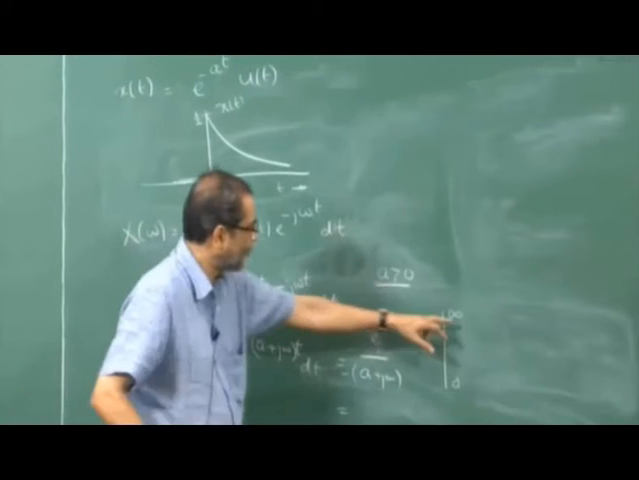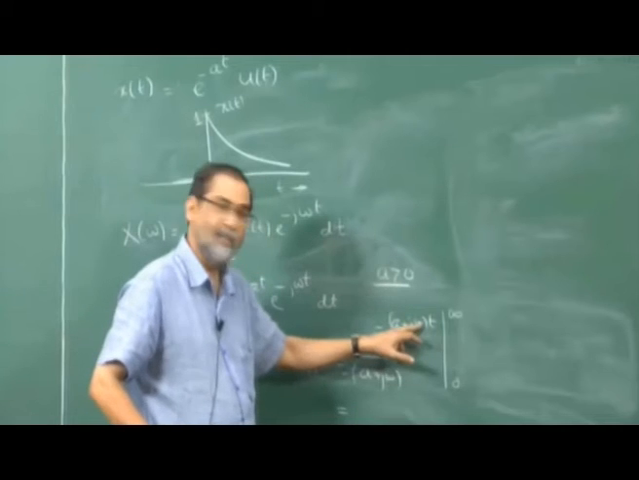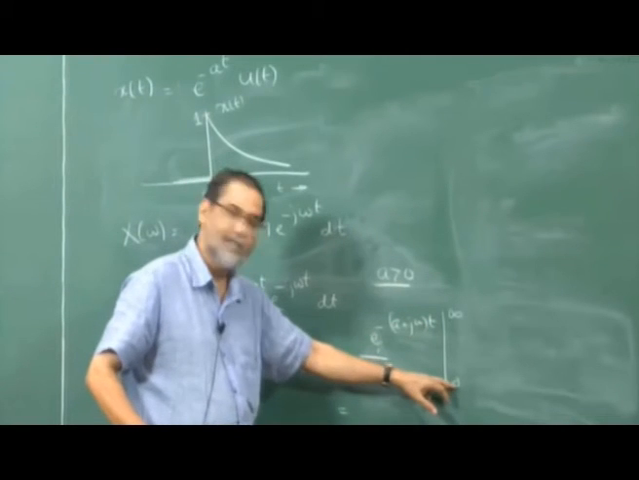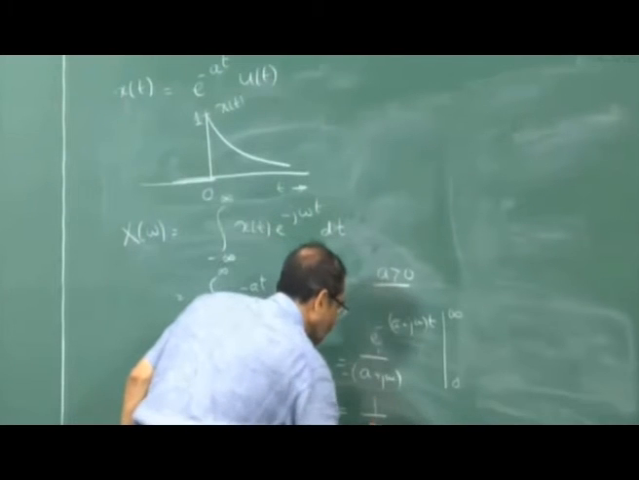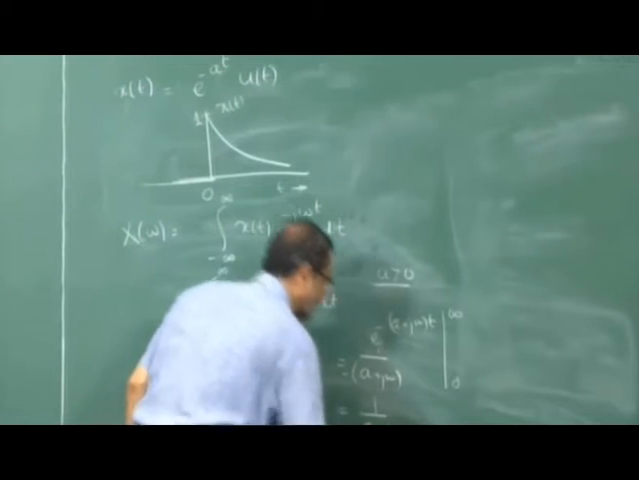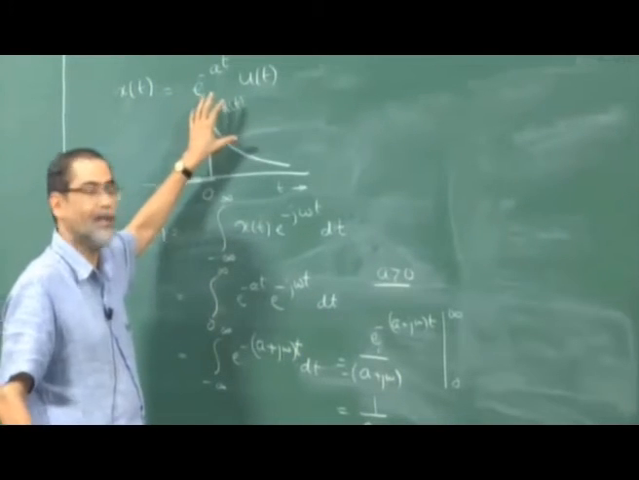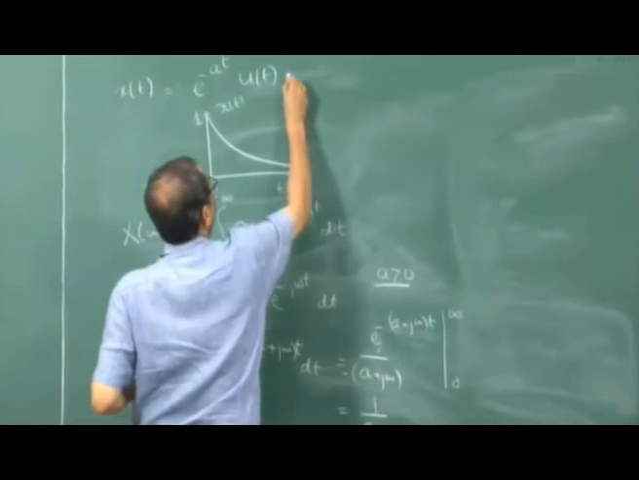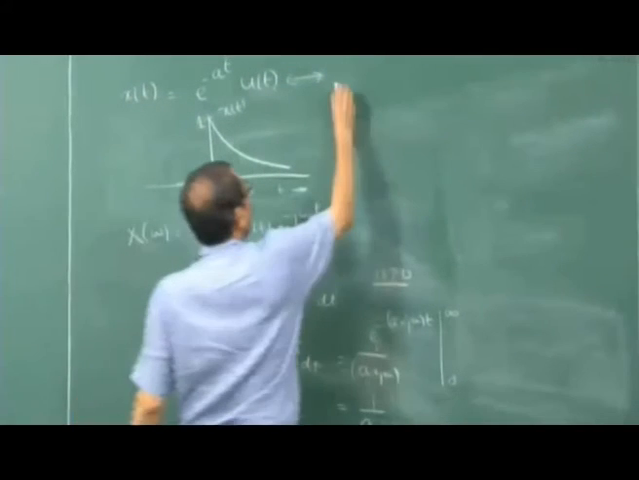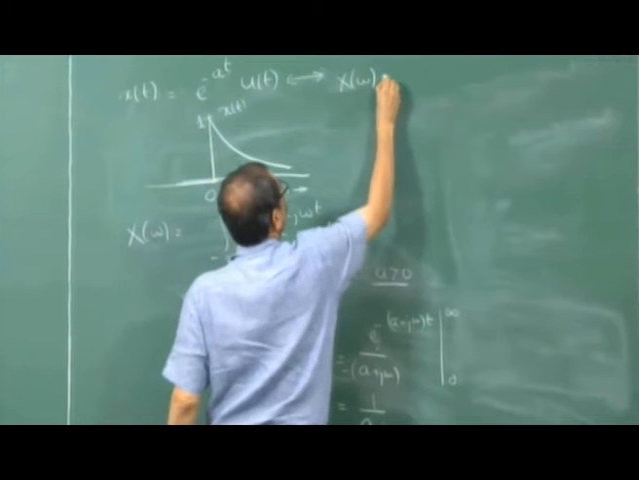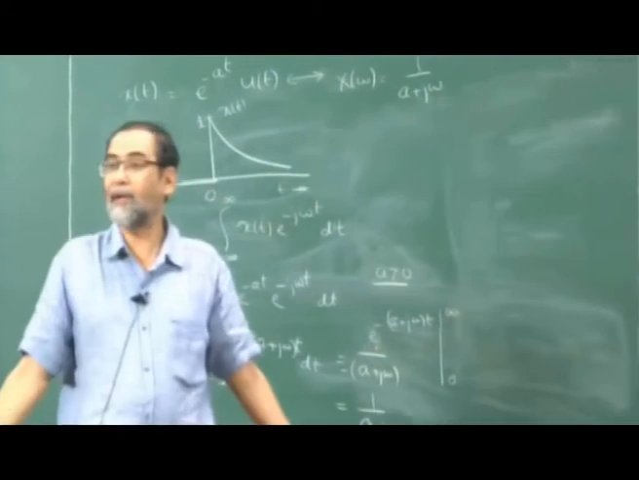You see that at infinity this goes to 0, at t equal to 0 this goes to 1, and because it's a lower limit, that and minus cancel each other. So I get a plus j omega. So for this particular x of t, its Fourier transform, now I'm going to use this symbol, the two-sided arrow, to indicate X of omega, its Fourier transform, it is 1 by a plus j omega, and it is complex.